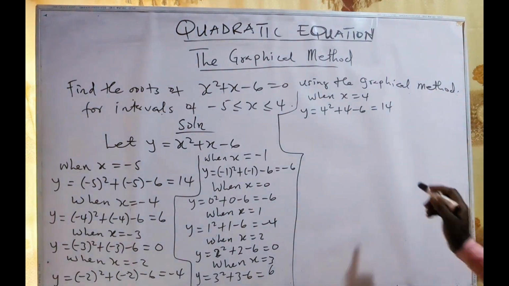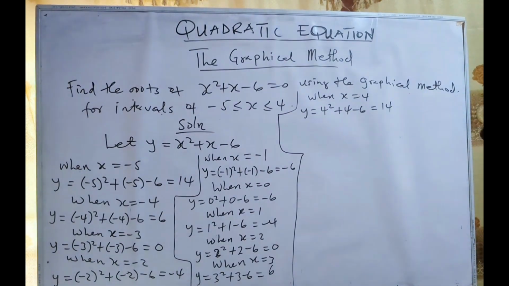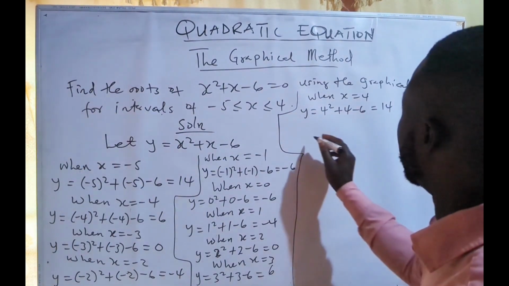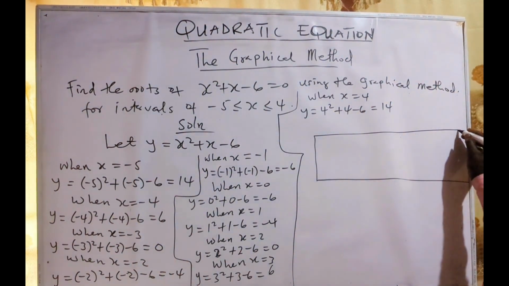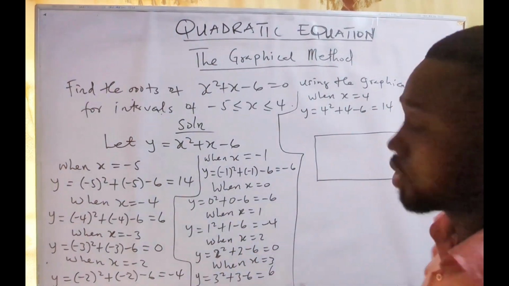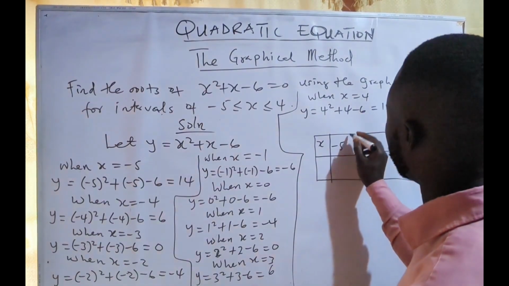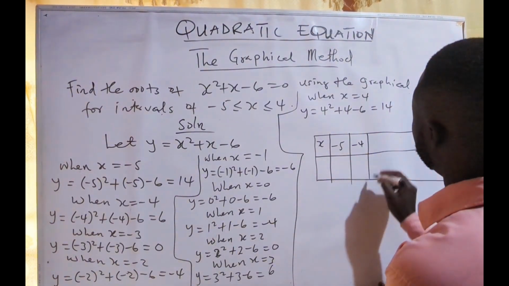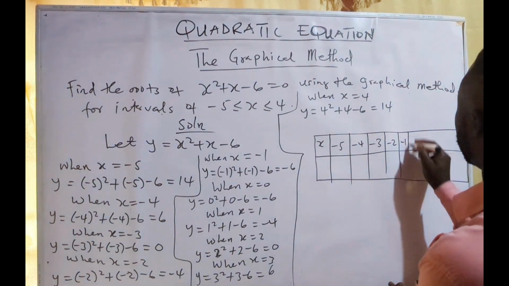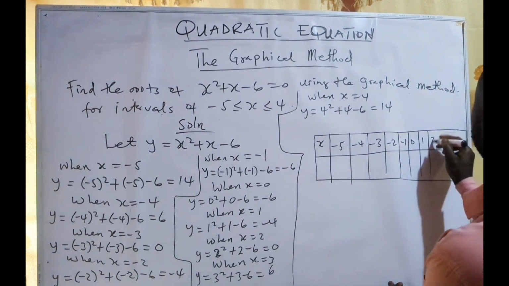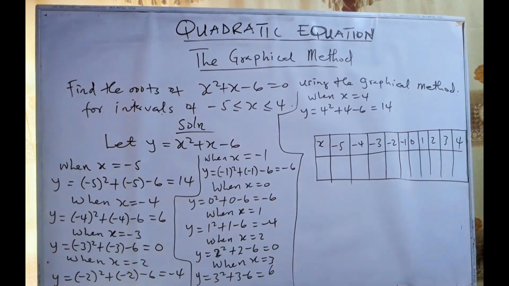Okay. So we have been able to get the values of the x and the values of the y. Alright. We have the x and the y. So let me draw a table so that we can put our x and y on it, and then we'll have a space to draw a graph. So our x value started from minus 5, minus 4, minus 3, minus 2, minus 1, 0, 1, 2, 3, and 4.